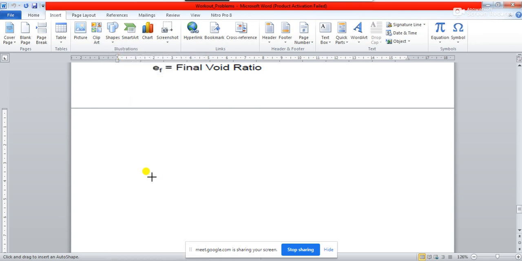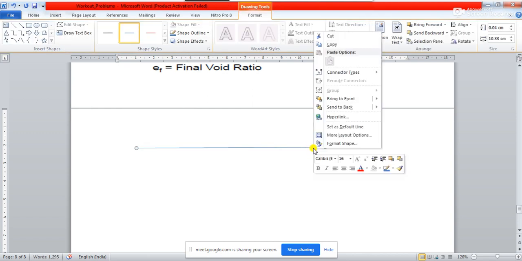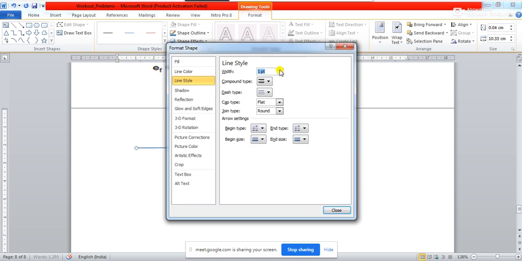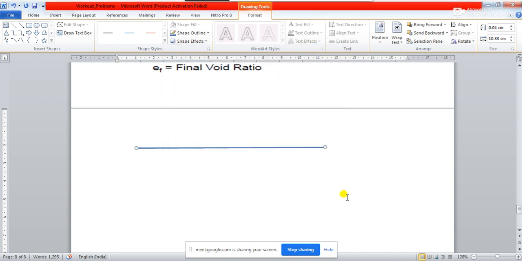So let's say this is your ground level. Can you see what I am drawing? Can you see? Hello. Yes, sir. Okay, so let's say this is your ground level.